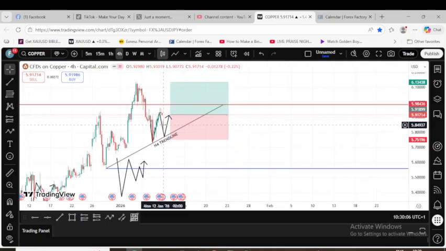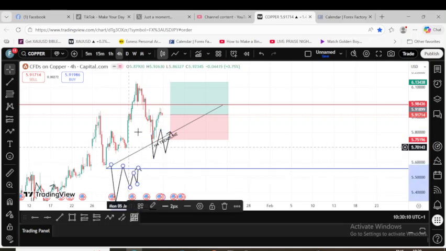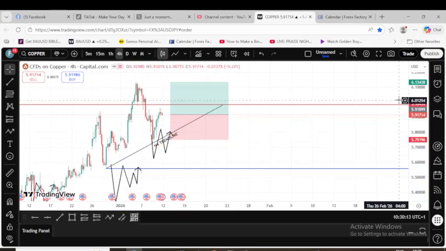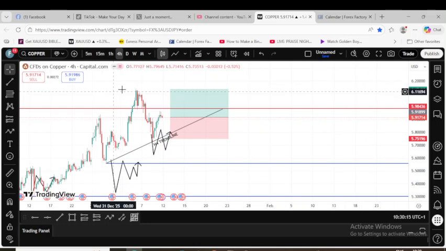So right now, we're just looking for the appearance of a W. Once a W appears on this pair on the 4-hour time frame, we're in on a trade. So that's it for top to bottom analysis.